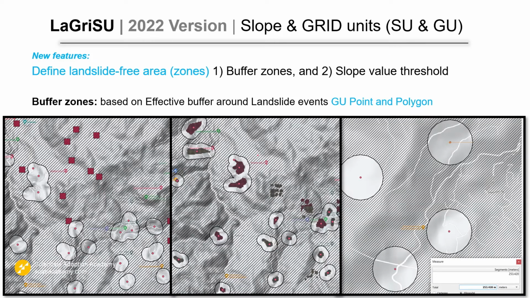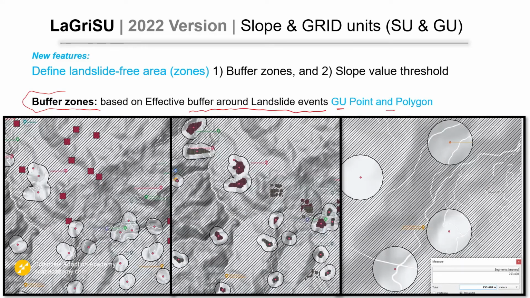Okay, so now here I will shed more light on these assumptions and the updates. So the major updates, as we said, are about the landslide-free areas. As we said, the buffer zone, which is the first assumption, is based on the effective buffer around landslide events. So either we have the grid units, the points or polygons. This free areas assumption will also apply for the slope units and grid units.